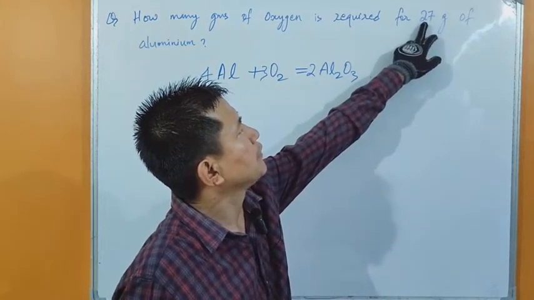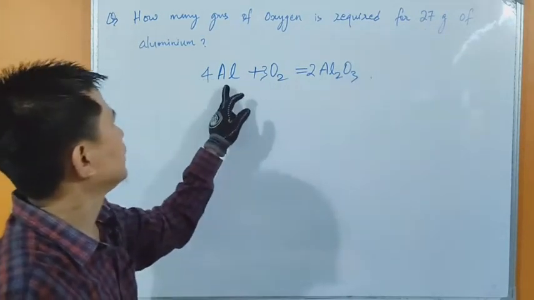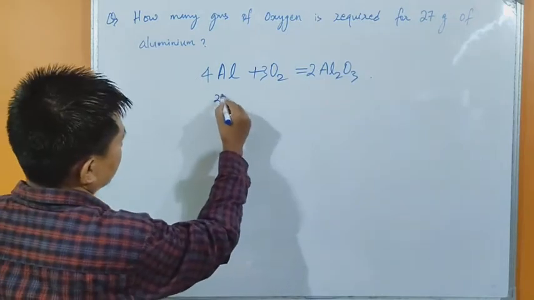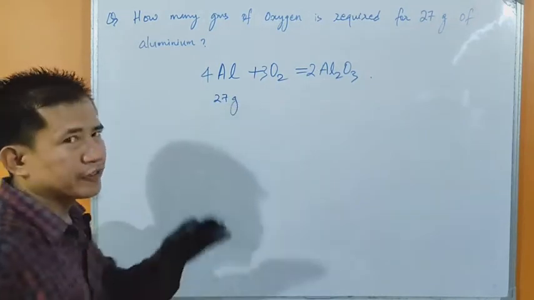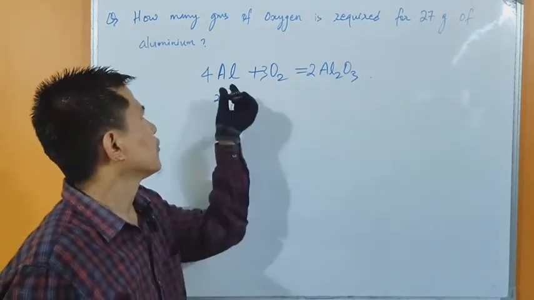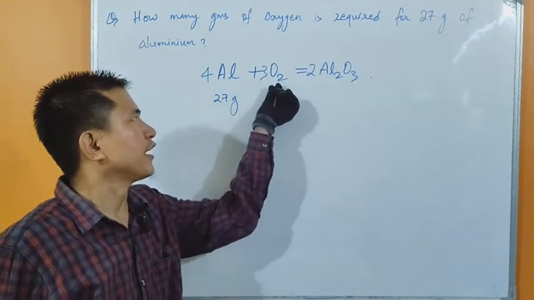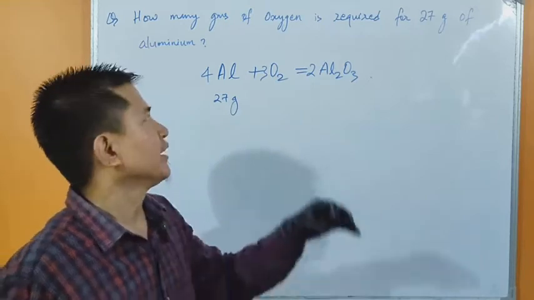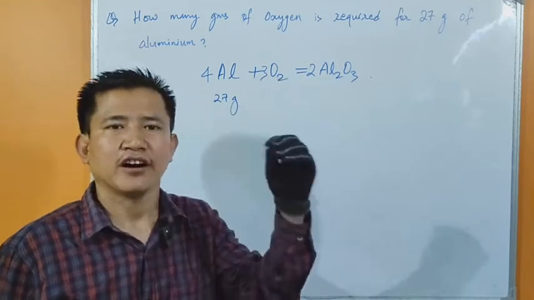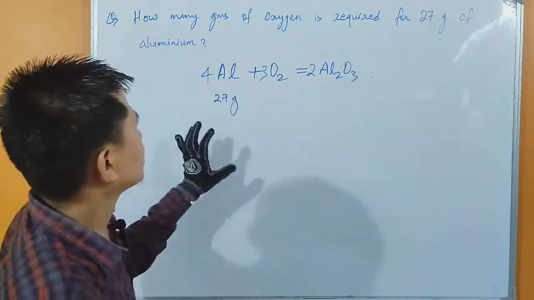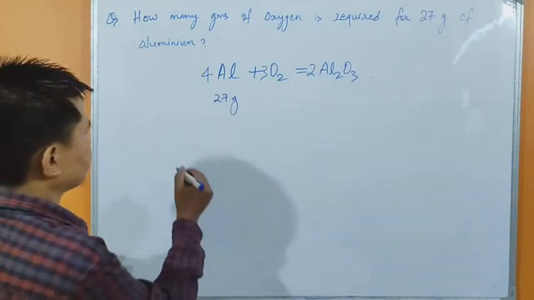The amount of aluminium is given to us, 27 grams of aluminium. First, let us find the number of moles of aluminium, okay? And after that, let us find the number of moles of oxygen. And then we can find the amount of oxygen, okay?